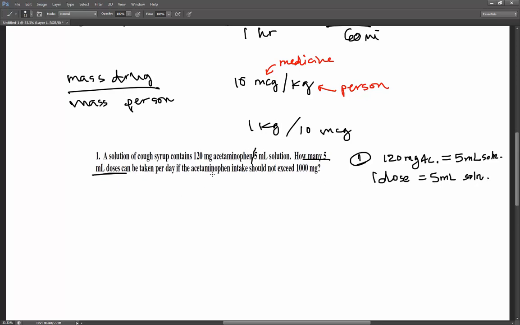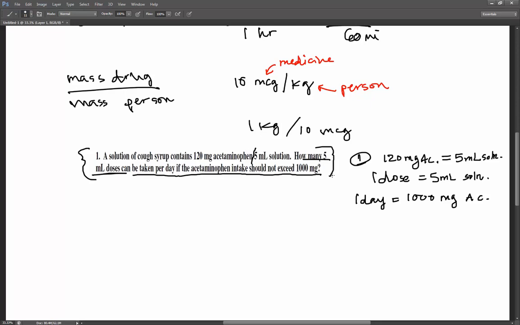And then the last piece we're looking for, we want how many doses per day if the intake should not exceed 1,000 milligrams. So we see that in 1 day, we need to have no more than 1,000 milligrams of acetaminophen. So these are all the conversion factors. This is all of the numbers and data that I can pull out of this word problem as given.